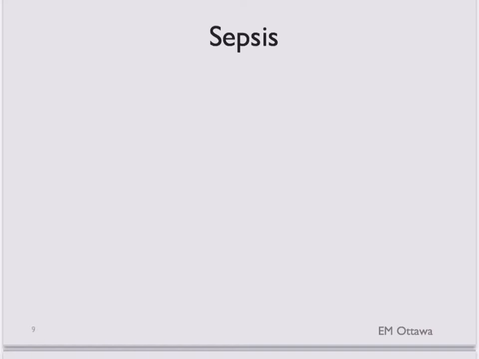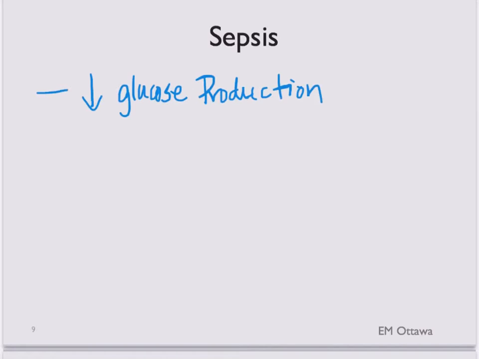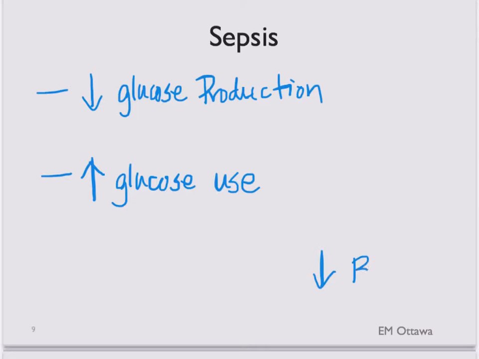First, sepsis. Sepsis causes hypoglycemia by two main mechanisms. It first inhibits gluconeogenesis. It also increases utilization of glucose in the periphery. You don't make enough, and you use up what's already made, and therefore, as a result, your blood sugar drops.